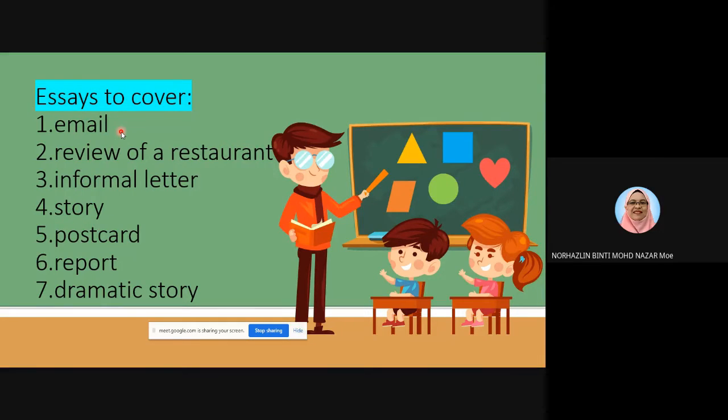The usage of cohesive devices, and also conjunctions. And FANBOYS, remember? I already helped you shorten the word FANBOYS: for, and, nor, but, what else? Yet, so, when? Then the review of a restaurant, because this is in topic 2. Learn how to write a review. In your textbook, you will see a sample of writing a review. Writing a review is very short, meaning that it will appear in question 1, Paper 2.